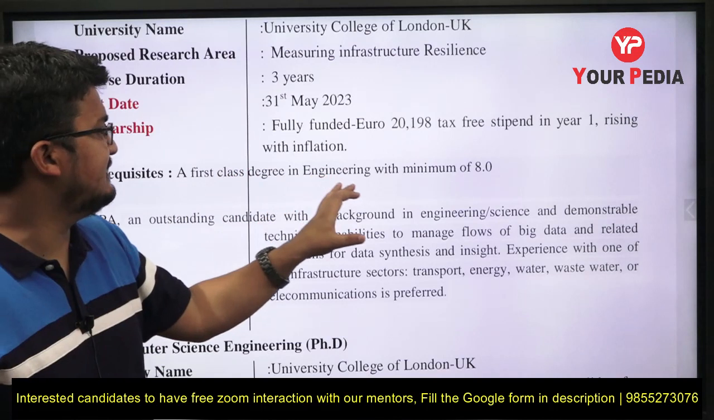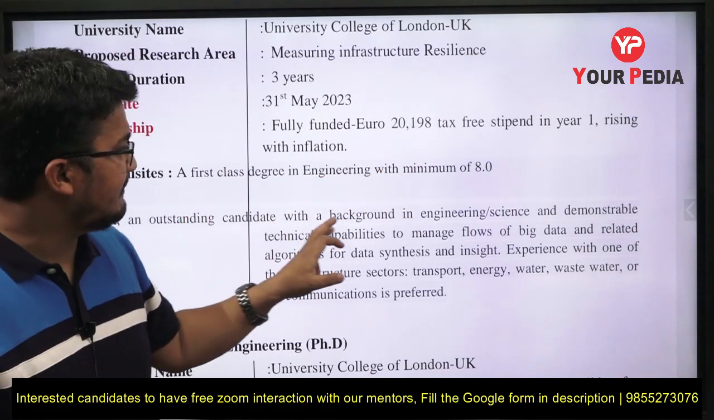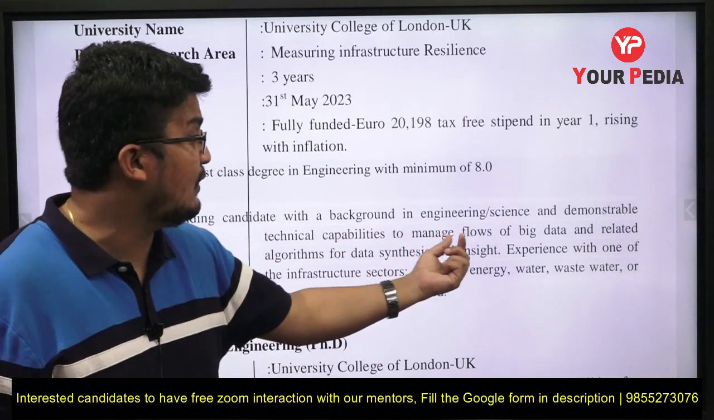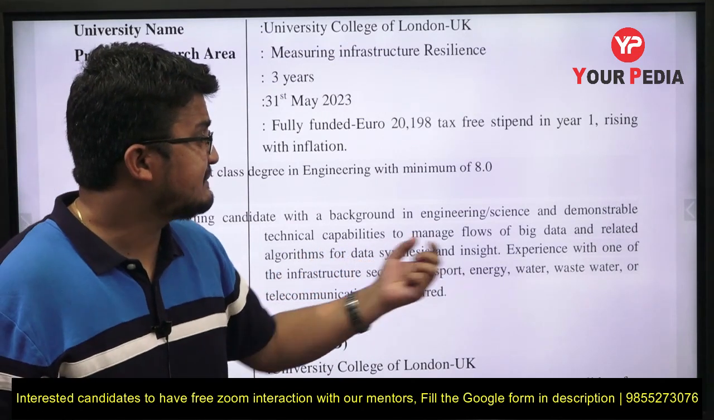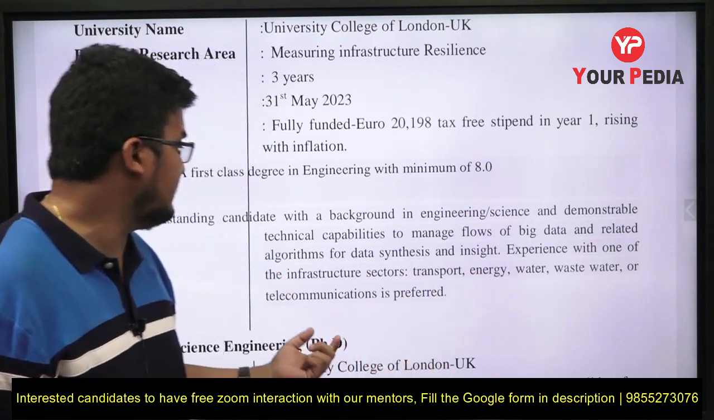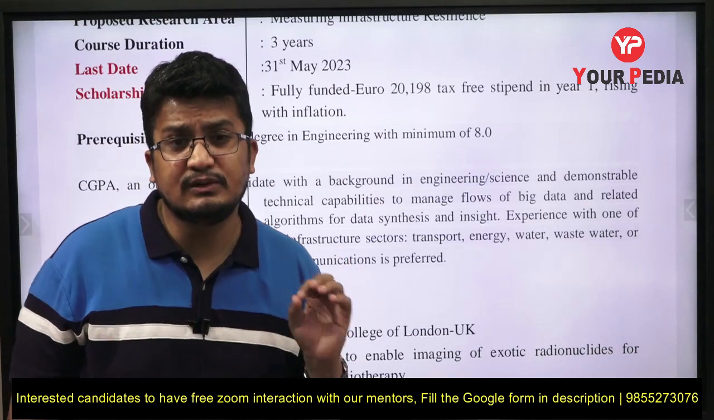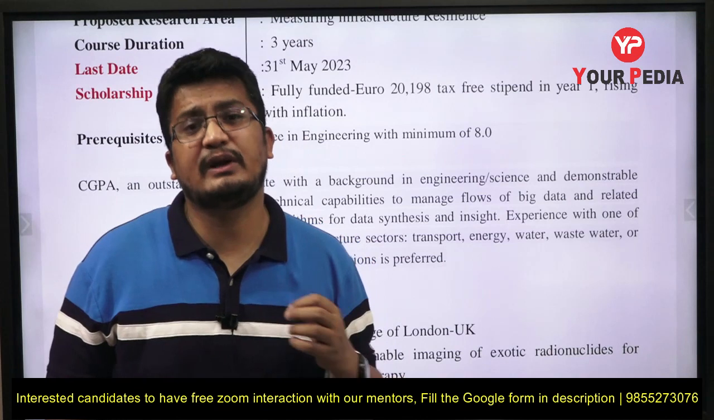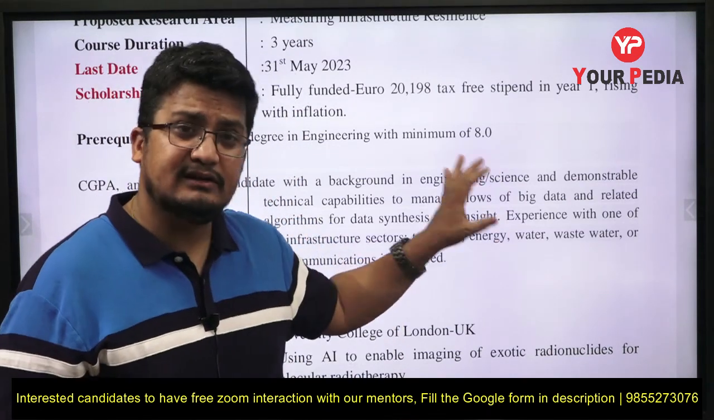A first class degree in engineering with a minimum of 8.0 CGPA, and an outstanding candidate with a background in engineering, science, or demonstrable technical capability to manage flow of big data and related algorithms for data synthesis and insight. Experience with one of the infrastructure sectors, transport, energy, water, wastewater, or telecommunication, is preferred. It means for this project you also need some tools knowledge like machine learning, data science, Python, etc., right? If you have a good command over statistics apart from these areas, then you can also apply for this position.